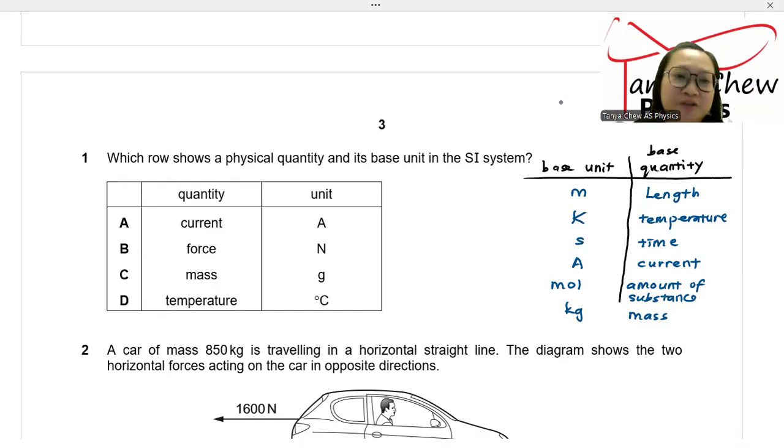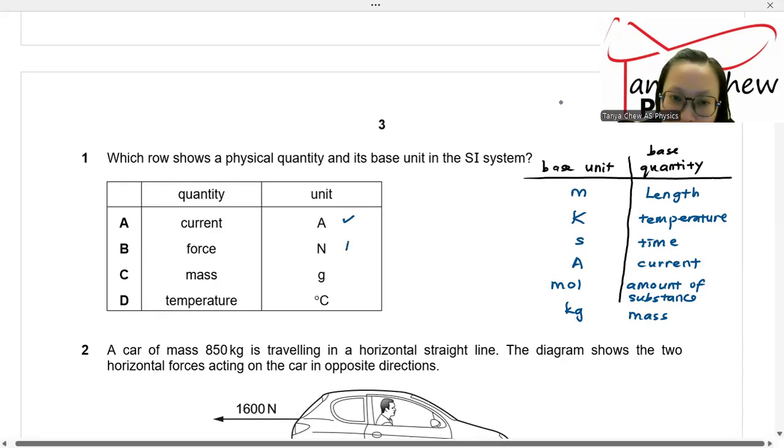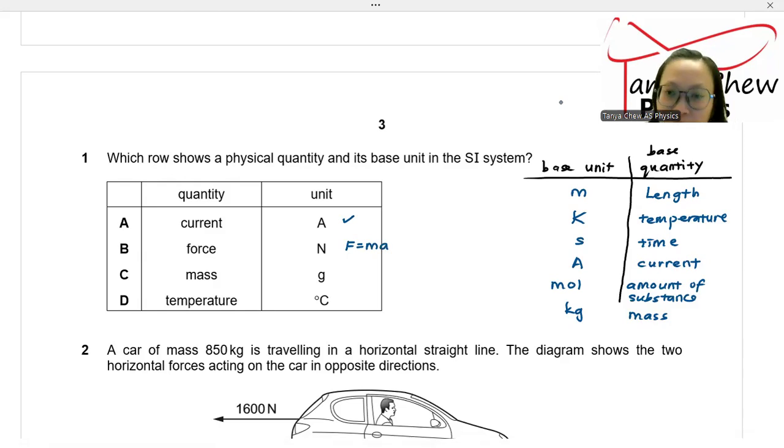Now, let me answer the first question. Quantity current, the base unit is ampere. This is correct. Now, let us check B, C, and D to prove that they are wrong. Force is a quantity, but for the base unit of force, you remember F equals ma. So you can only use meter, Kelvin, second, ampere, mole, or kilogram to represent the base units. So force, okay, I am going to break it down.